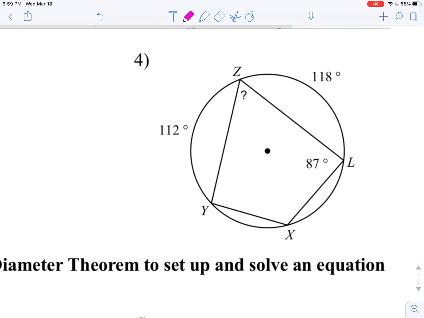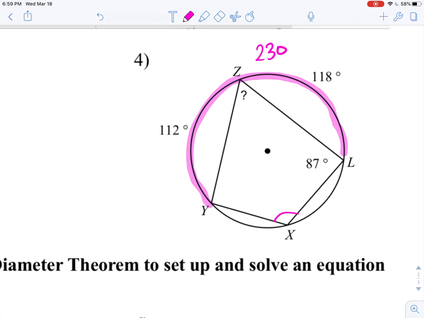I want you to pause the video, and first of all, I want you to look at what your known values are. So here are some known values. Solve for x, and then solve for z now. So pause your video, solve for x, solve for z.